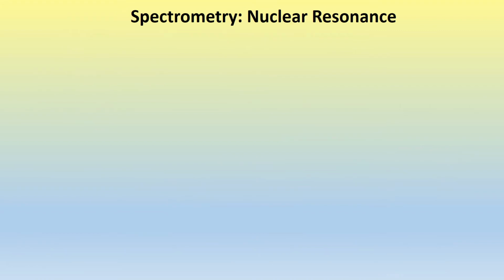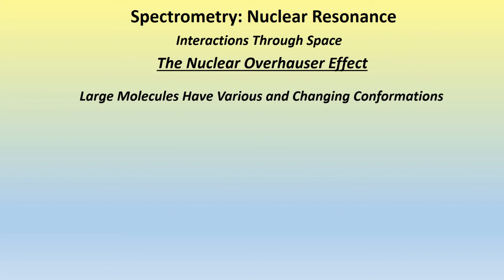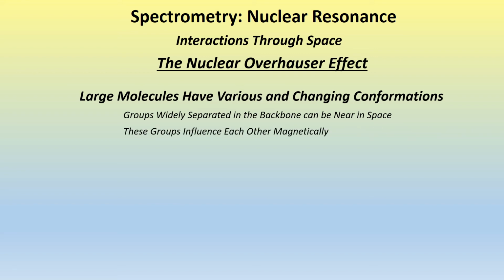For large molecules, the magnetic environment for a proton is even more complicated because interactions can exist through space. This is called the nuclear Overhauser effect. Large molecules, such as biomolecules, most famously DNA with its double helix, have various and changing conformations. Therefore, groups that may be widely separated from each other in the carbon-carbon backbone of the molecule can be near to each other in space. These groups will influence each other magnetically.